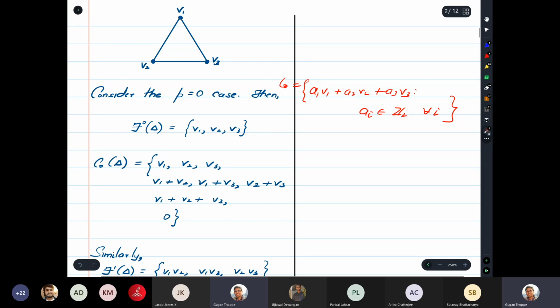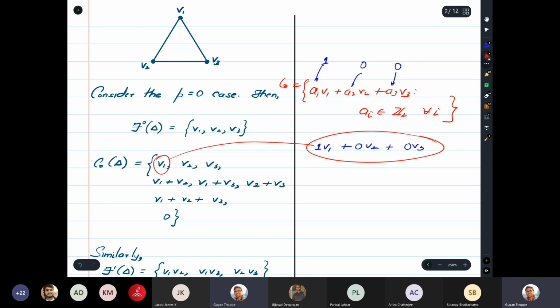To begin with, we will let A1 be 1, A2 be 0, and A3 be 0. Ideally, I should write it as 1 V1 plus 0 V2 plus 0 V3, and for convenience, I will write this entire thing as simply V1. So for simplicity, I will write this entire expression that I have over here simply as V1. So this is actually V1 over here.